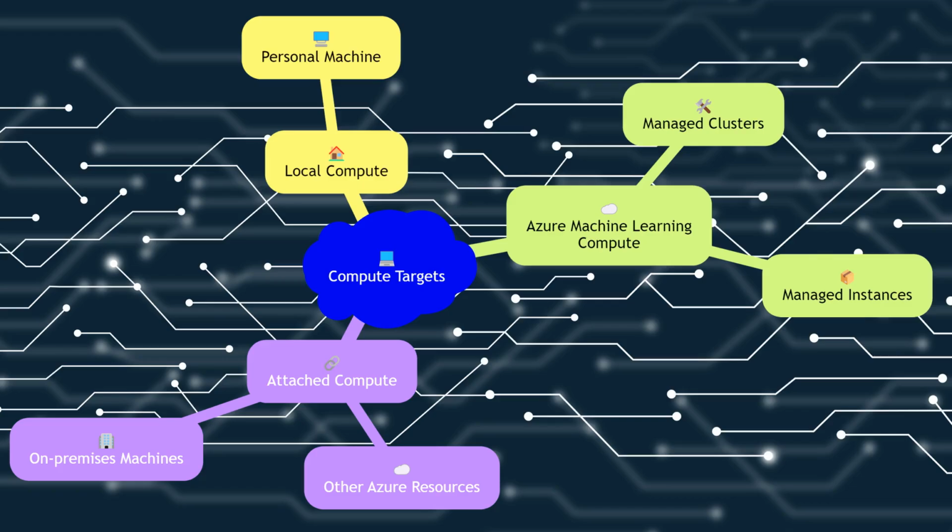There are various types of compute targets, including local compute, Azure Machine Learning Compute, and attached compute. Local compute refers to your personal machine, while Azure Machine Learning Compute includes managed clusters and instances. Attached compute can be other Azure resources or on-premises machines.